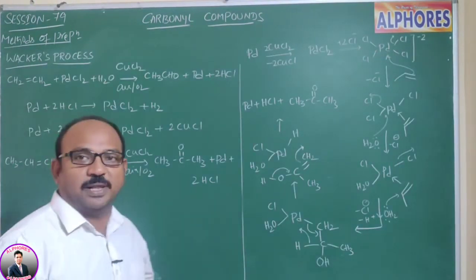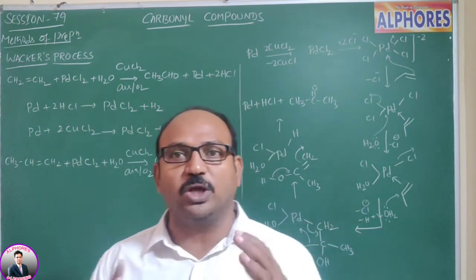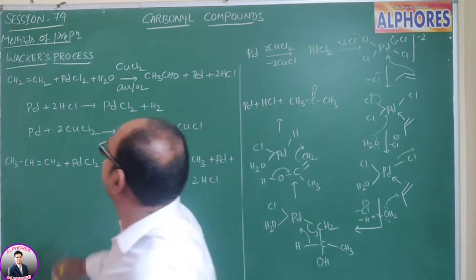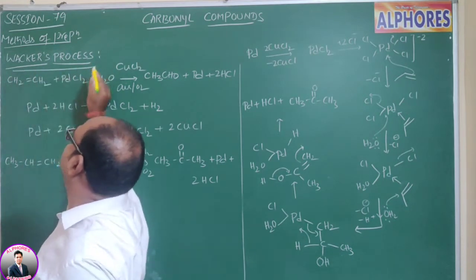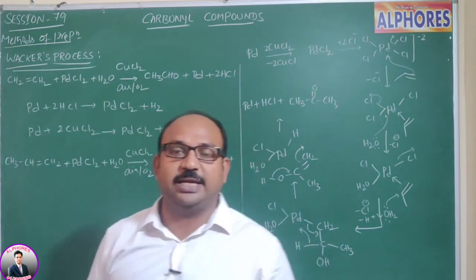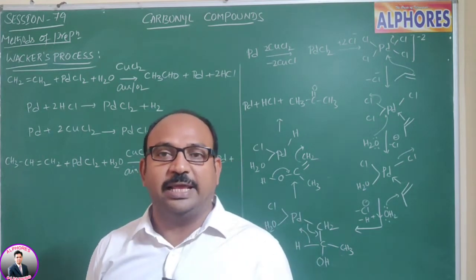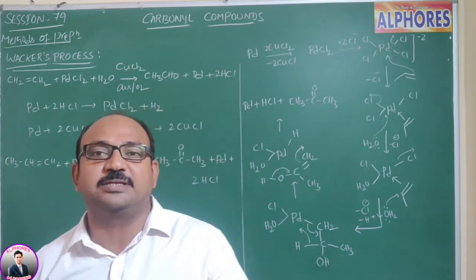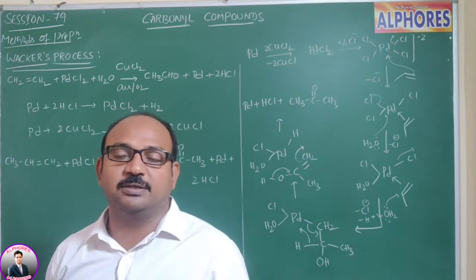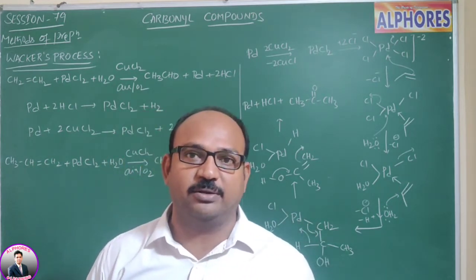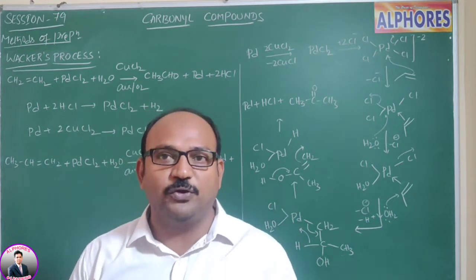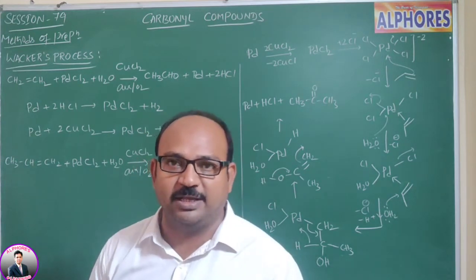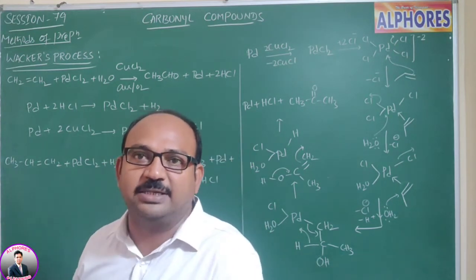Students, one more complex mechanism process, for preparation of both aldehydes and ketones, is Wacker's process. In this process we can prepare both aldehydes and ketones. Simply, this reaction is an alkene like ethylene reacting with palladium chloride and water in the presence of the catalyst cupric chloride or cuprous chloride. Even if you consider cupric chloride, it further converts into cuprous chloride. That's why we say cupric chloride catalyst, and we are getting aldehydes or ketones.